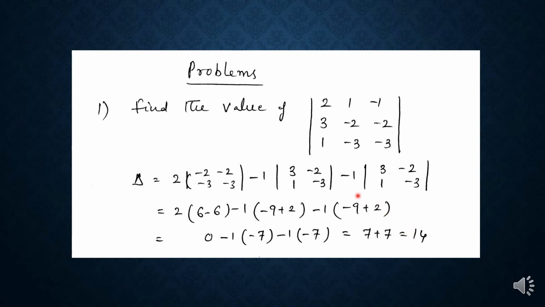So thus, if we take any row or any column and expand like this using the Laplace expansion, we will get the same value. If we take the first column, we will get 14. If we take the second column, we will get 14. If we take the third column, we will get 14. If we take the third row, we will get 14. Thus, by taking any row or column, the determinant can be expanded.